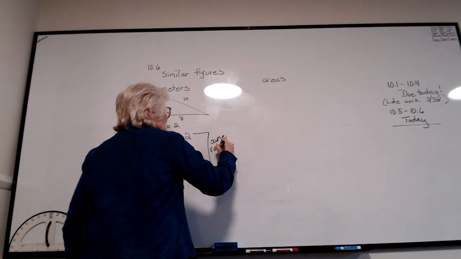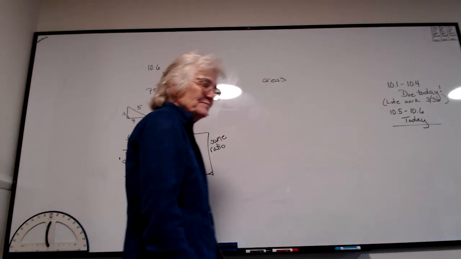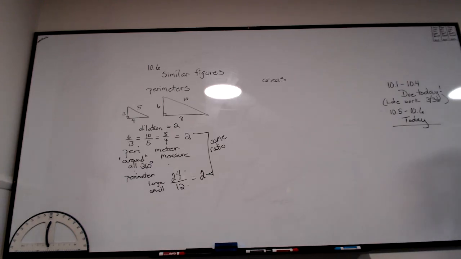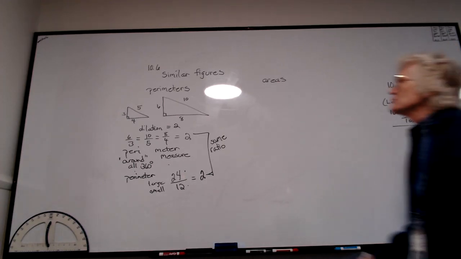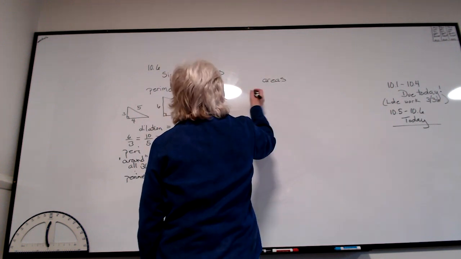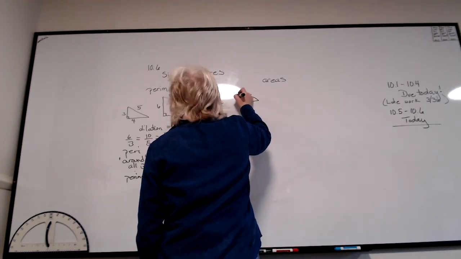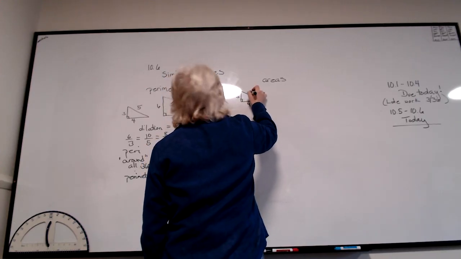That's basically one of the things it tells you, okay? That works on all polygons that are similar. And that works not just on triangles, but on all polygons that are similar, okay? Areas, we're going to use these same 2 triangles, okay? So we have 3, 4, 5.